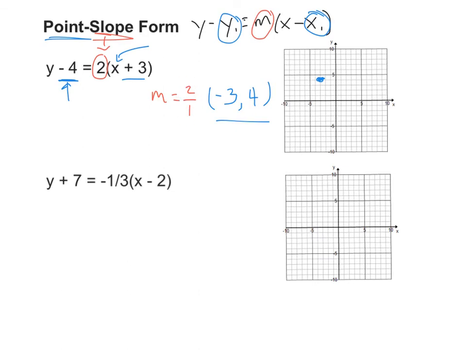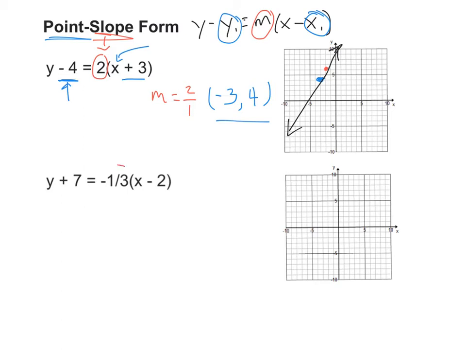So from there we're going to rise 2 up positive and run 1 positive, and this is where our point will be. Once again, we just draw a line through those 2 points. That's not so great, but I know you can do better. And then that's it. That's our graph.